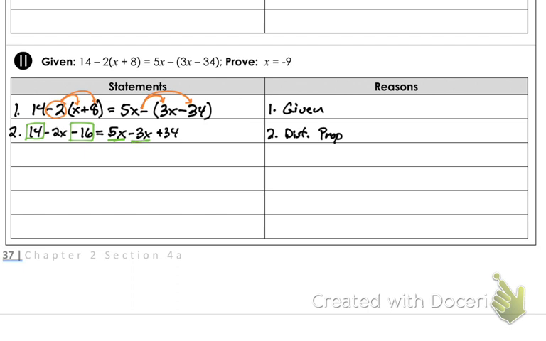So I have 14 minus 16. If you need to, just plug it in your calculator, but you should get -2. So we should have -2x minus 2 equals 5x minus 3x is 2x plus 34. I just simplified it.